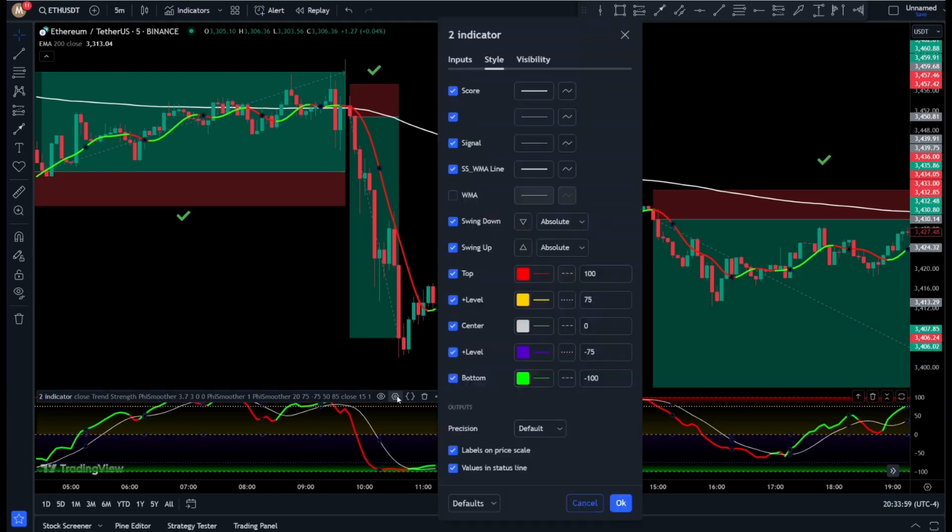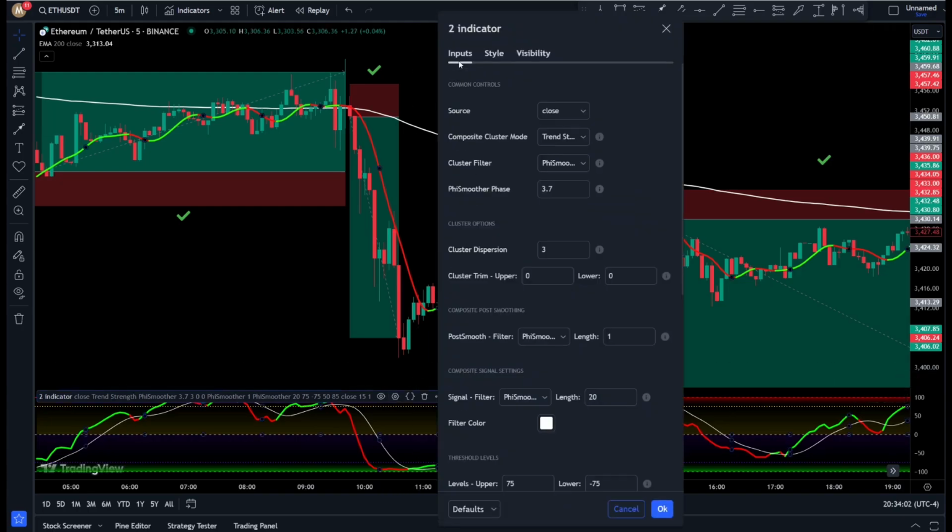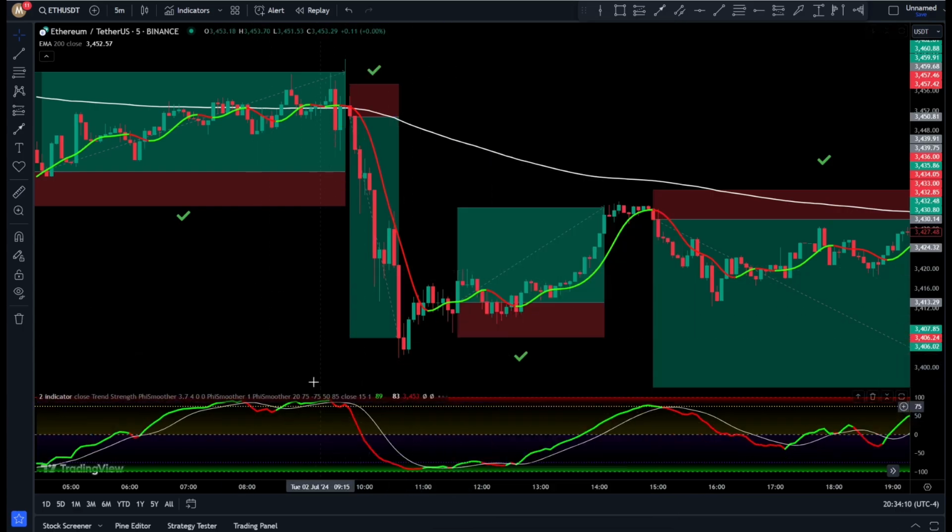Now to the settings. In the Inputs tab, change this number 3 to 4 as mentioned earlier in the video. And we're done. Our indicator is ready to go.